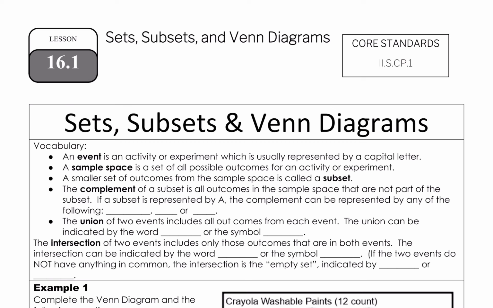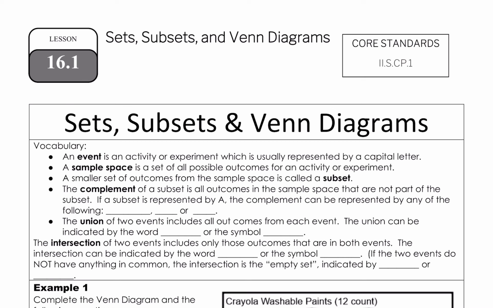The complement of a subset is all the outcomes in the sample space that are not part of the subset. Okay, so if I have the numbers 1 through 9 and I choose a subset of 1 through 5, that's my subset, 1 through 5, but my complement would be all the numbers not 1 through 5, so it'd be 6, 7, 8, and 9. So it's all the possible outcomes that are not in the subset.